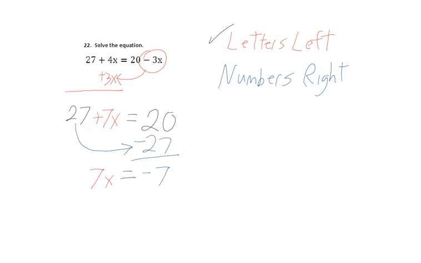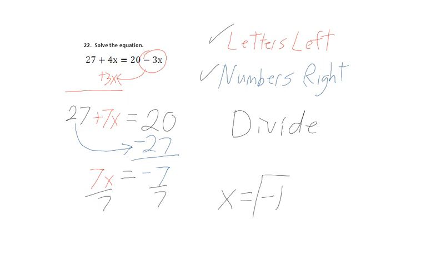Once you get to the point where the letters are on the left and the numbers on the right, the last step is to divide. And negative 7 divided by 7 is negative 1.